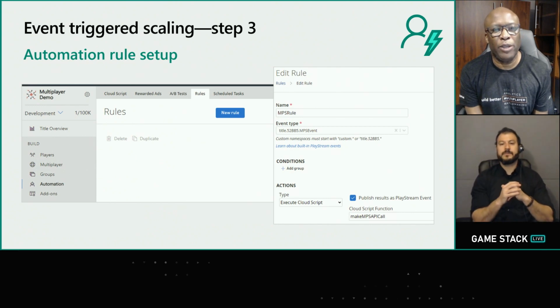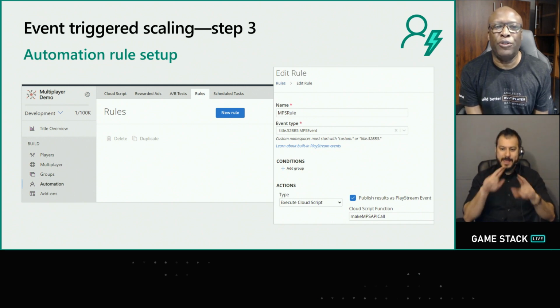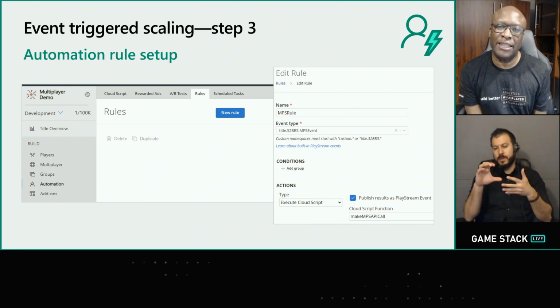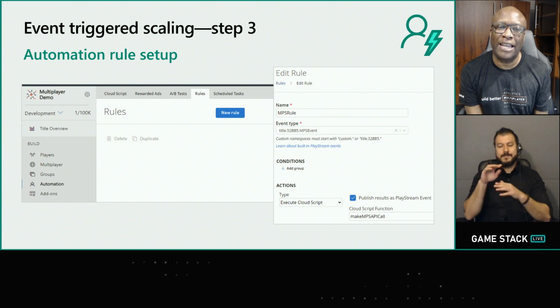In step 3, we'll set up an automation rule to react to the custom event in real time. A rule consists of exactly one trigger, an optional list of conditions, and typically at least one action. In this demonstration, the trigger is the custom event from step 1, and the action is the execution of the cloud script from step 2.